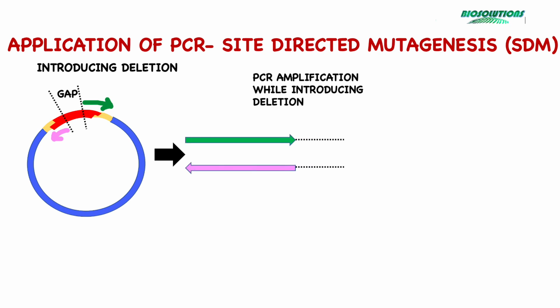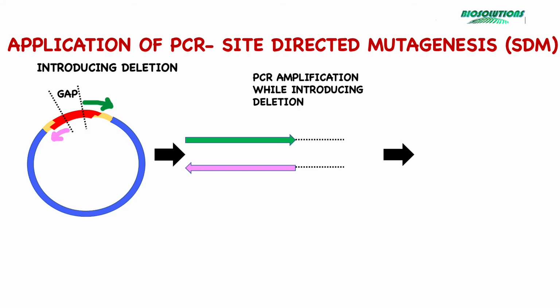First, a target sequence is cloned in a vector and then amplified using this primer set. The PCR product thus will have the desired deletion. These PCR products include the target as well as vector sequence and thus can be self-ligated to recircularize and transform the competent cells.